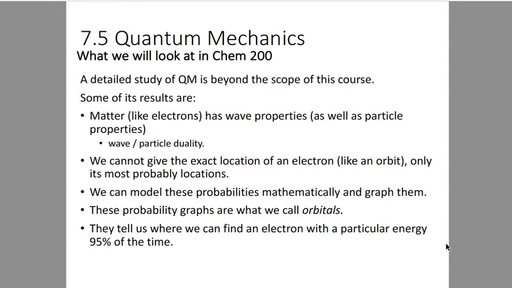Things like matter, right? Our electrons have wave-like properties to them. That's that wave-particle duality. We can't give exact locations of electrons like we could if it was in orbit. We can only give probable locations, and we'll explain why. We can model these probabilities mathematically and graph them, and when we do that, we get shapes. And that's where those weird shapes come from for the s, p, d, and f orbitals. These probability graphs are called orbitals. And one important aspect is that this represents only about 95% of the possibility. There's always about 5% chance that it could be somewhere other than where we predict it could be.